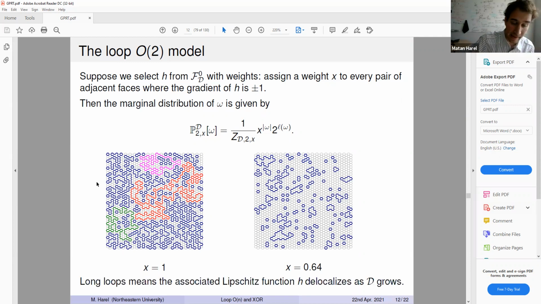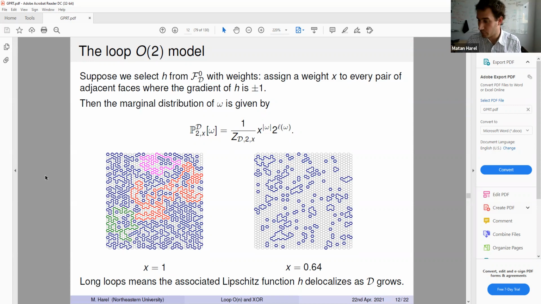And again, I recall that this kind of fractal behavior really shows you that these associated height functions are believed to delocalize, go to infinity, if x is equal to 1, and localize, stay bounded regardless of how far you put the boundary condition, if x is sufficiently small, 0.64.